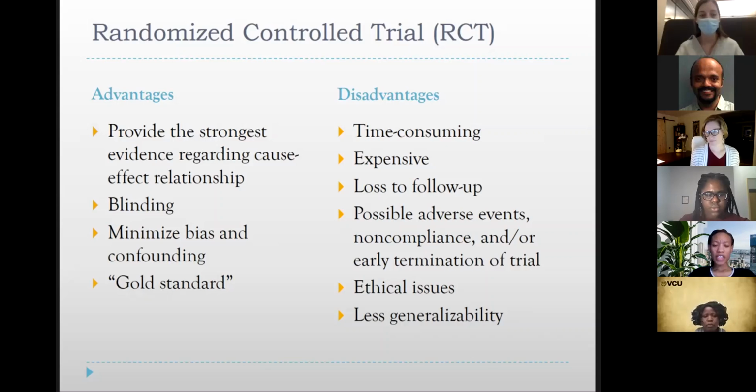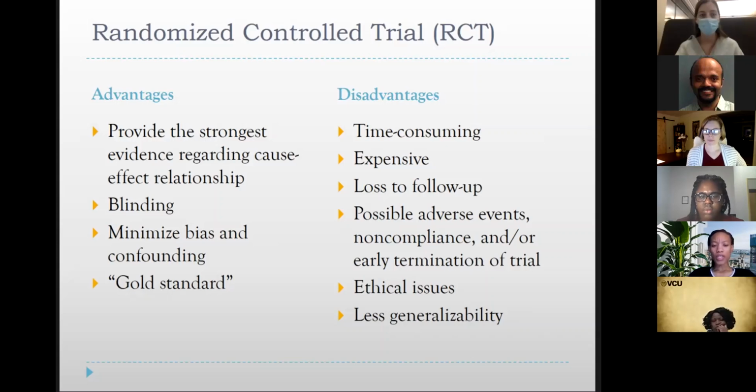As far as disadvantages, RCTs are very time consuming and can be expensive. There's also a likelihood for loss to follow-up, especially if there are adverse events that occur. And there can be non-compliance or early termination of a trial depending on how well or how poorly the treatment is going. And then there may be ethical considerations as well. For instance, if the treatment is really working well for the treatment group, then at what point does it become unethical to not offer it to the individuals who are in the control group?